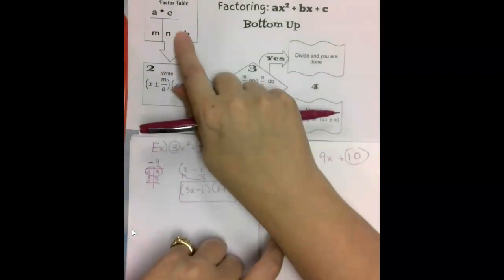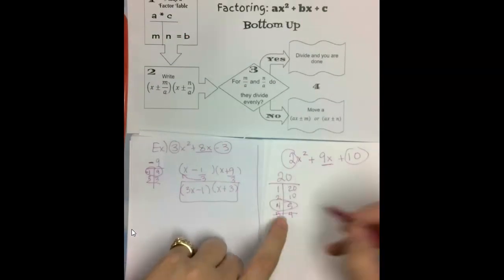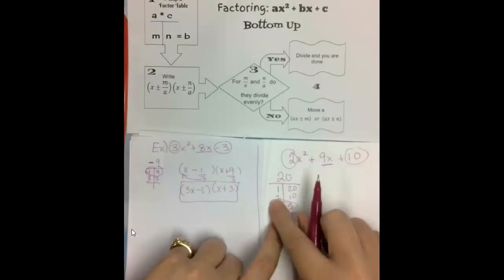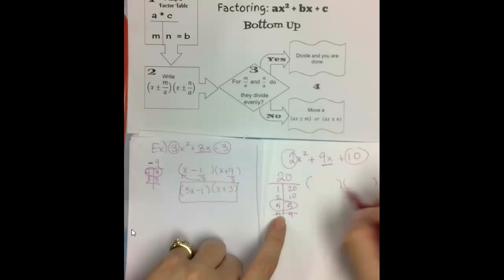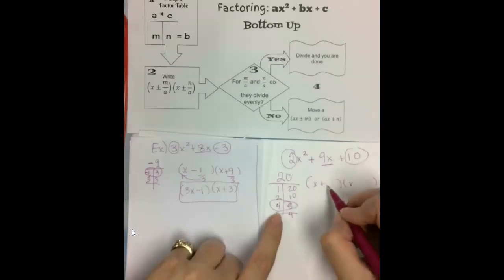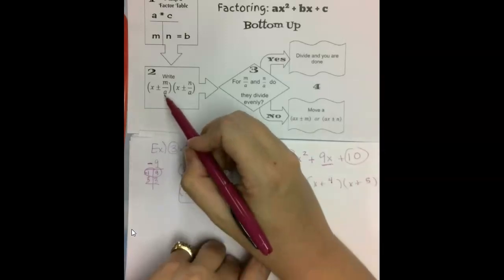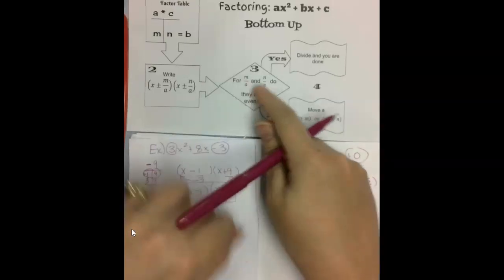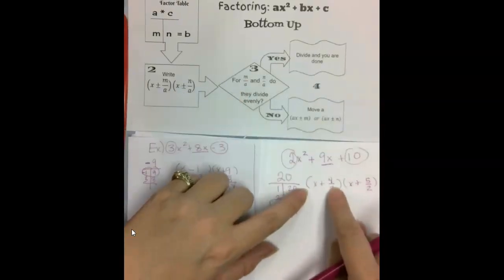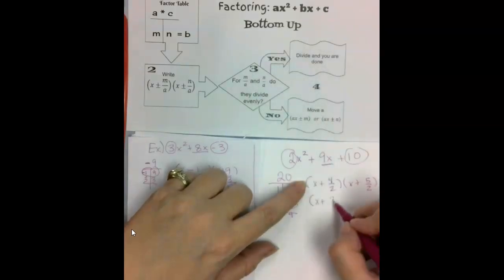Then, which one equals B? Which one is going to equal B here? Well, it's 4 times 5, so that's the one I'm going to pick. And this is all positive, so these are going to be positive. So then I'm going to write it down like this. X plus 4 and x plus 5. And then don't forget you have to do the divide by a. My a was 2, so I'm going to divide. That's this step. Now this step, does this one divide evenly? 4 divided by 2? Yes, it does. That's 2, divide and you're done.